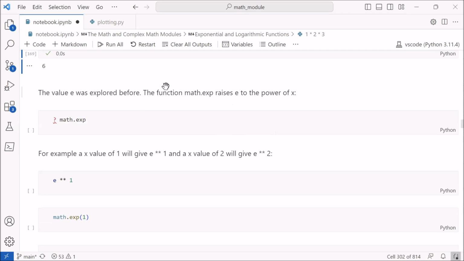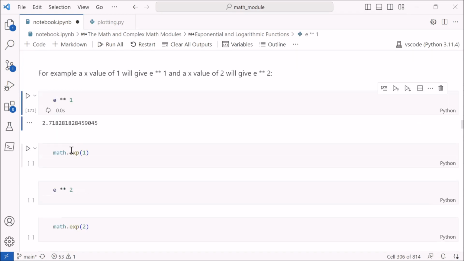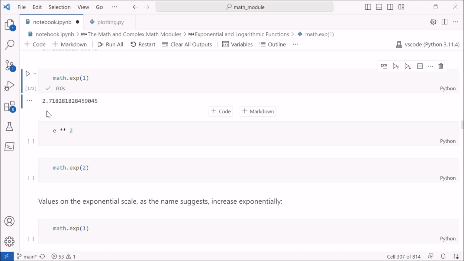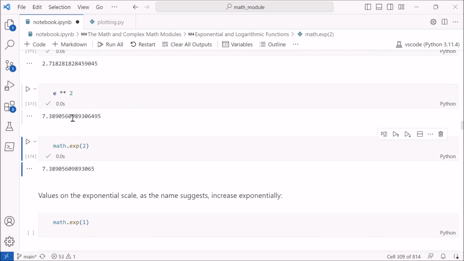The value e was explored earlier. Now there's an actual function exp, which raises e to the power of x. So if we have a look at e to the power of 1, and we have a look at the exp function of 1, we get the same value. And if we have a look at e to the power of 2, and the exp function with the input argument 2, we get the same value.